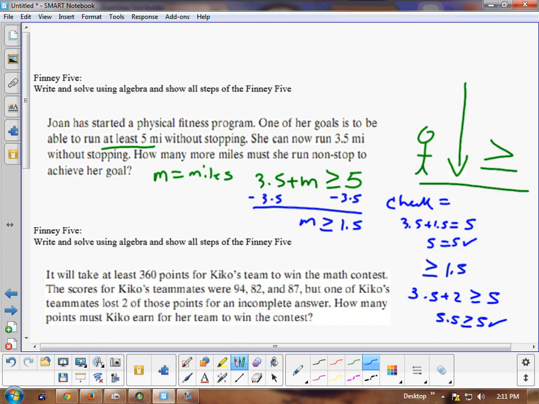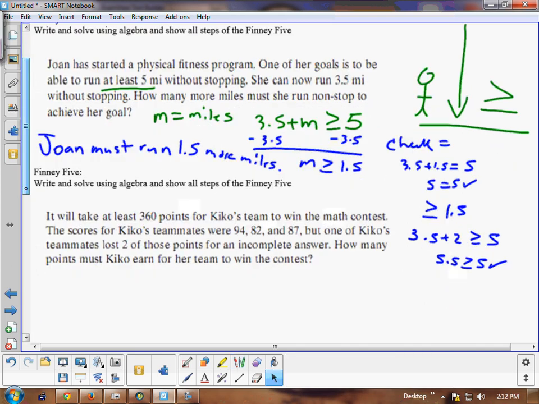Then you must write in a complete sentence, Joan must run 1.5 more miles. And you can write to achieve her goal. Need to answer the question.